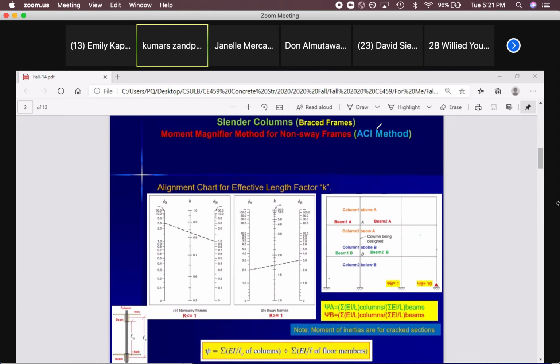Okay, so we calculated the moment of inertia for the column I. We call that I1. Then we calculated for this column, we call this I2. So I1c for the column, I2c for the column. So we have 2 columns here, 1 and 2.